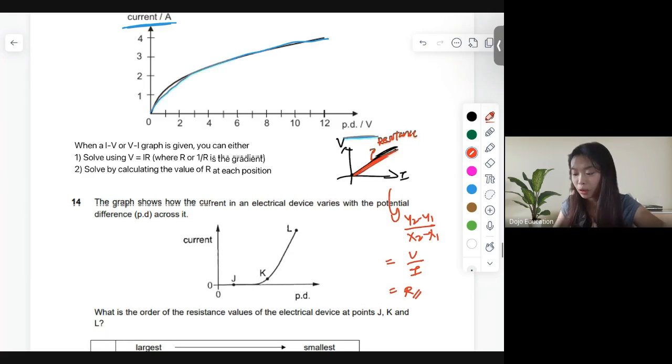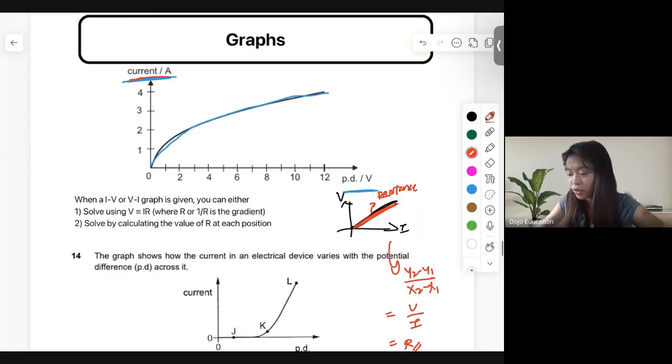But most of the time we need to draw it as an IV graph. So how do I find my resistance? It's very simple, actually. Just flip it. When you draw a VI graph, the straight line is the resistance. When you draw an IV graph, this line will represent 1 over R.